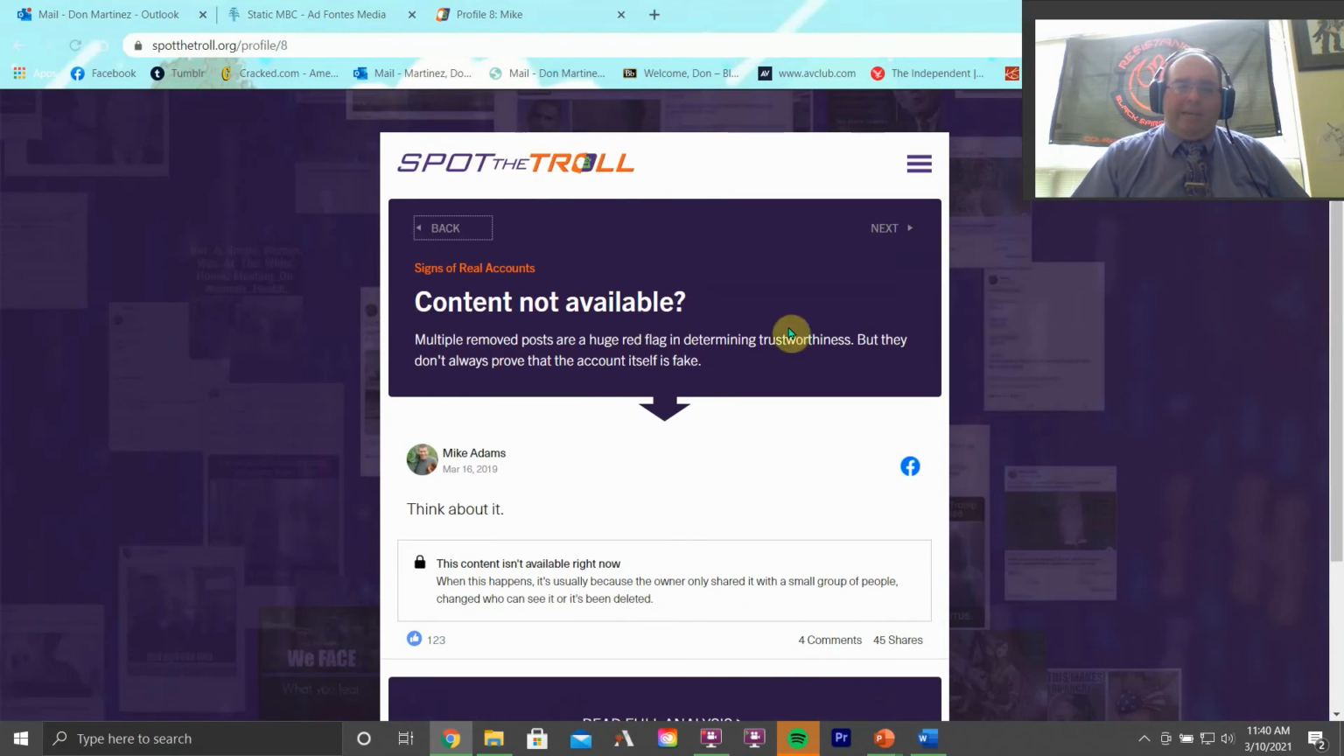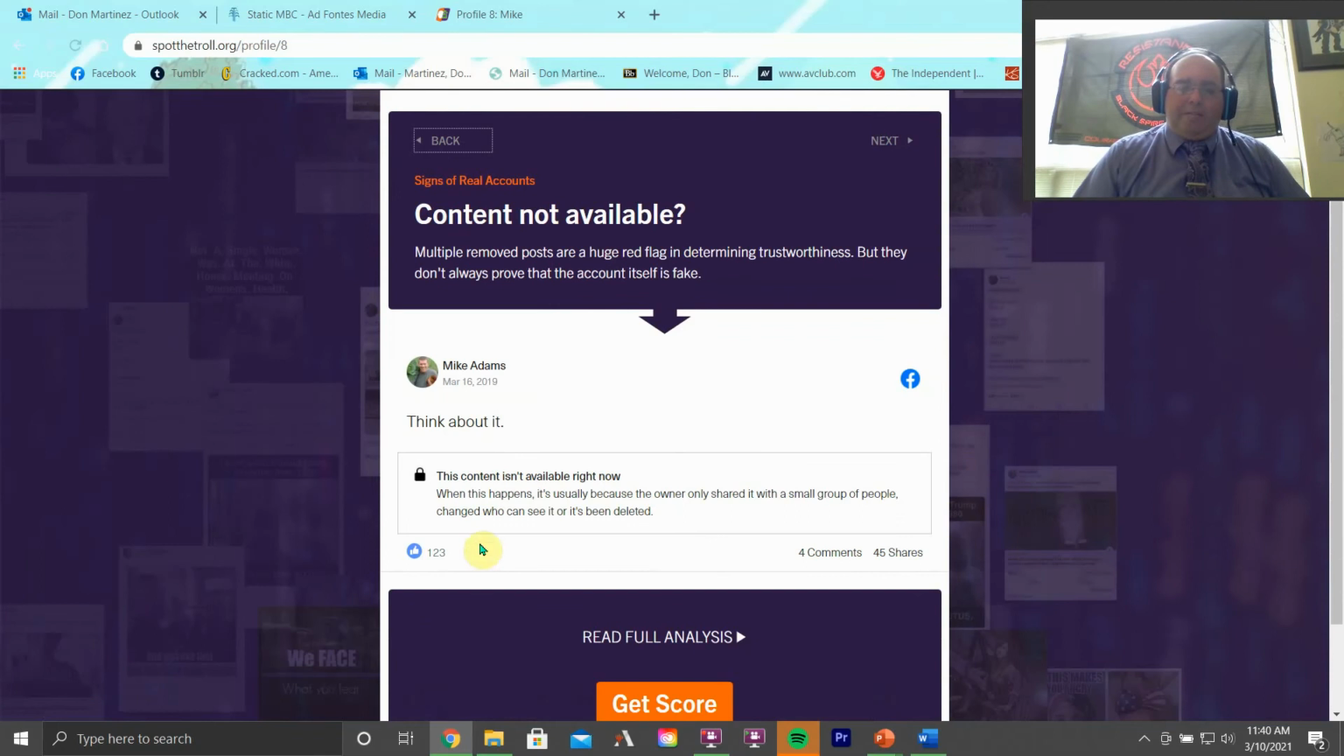And then content not available. Multiple removed posts are a huge red flag in determining trustworthiness, but they don't always prove that the account itself is fake. Okay? Remember, there were 4 articles that had been removed. It says when this happens, it's usually because the owner only shared it with a small group of people, changed who could see it, or it's been deleted.